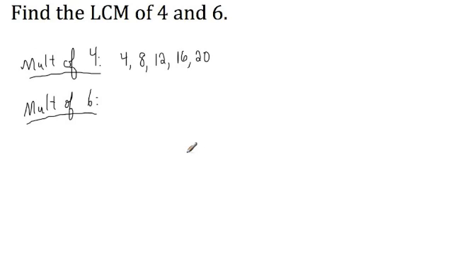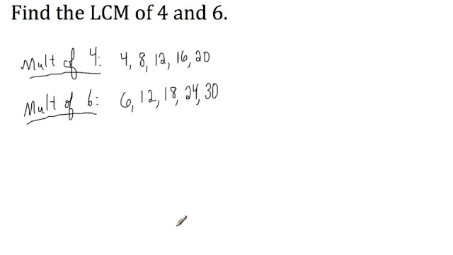It's generally good to go out to about 5 or 6 numbers to start, and then start listing the multiples of the next number and do 4 or 5 numbers of those and see if you can find a common multiple. So let's go ahead and start with the multiples of 6. 6 times 1 is 6. 6 times 2 is 12. 6 times 3 is 18. 6 times 4 is 24. And 6 times 5 is 30.